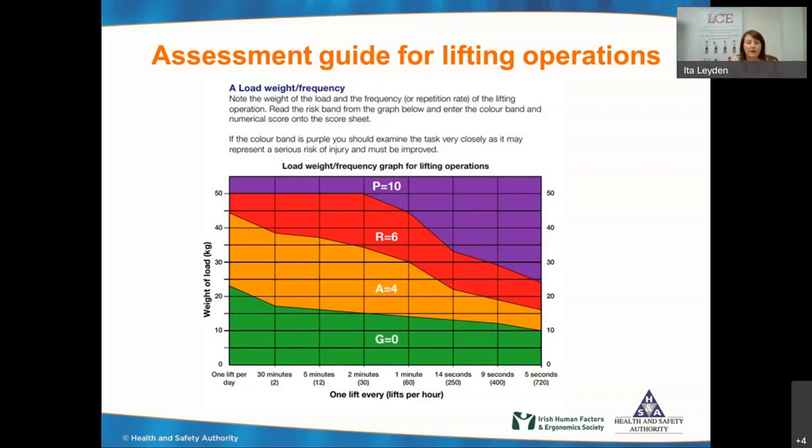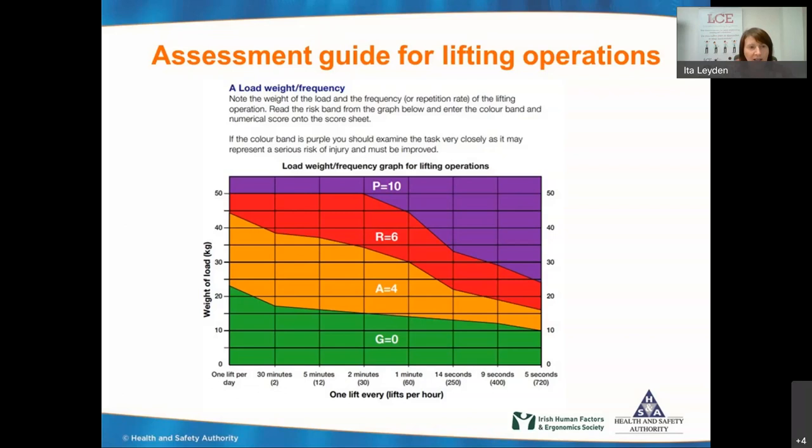And what this graph allows us to do is to determine what score and what color is associated with a particular lift. So I'm going to give you an example. If I have to lift a 25 kilogram load once per day, what band and color would that fall into? So I go along my x-axis and I find the weight. So the weight of the load is 25. And I then go across the other axis and I look at the lifts per hour. So one lift per day at 25 kgs is in the amber band. So that would get a color of amber and a score of 4.